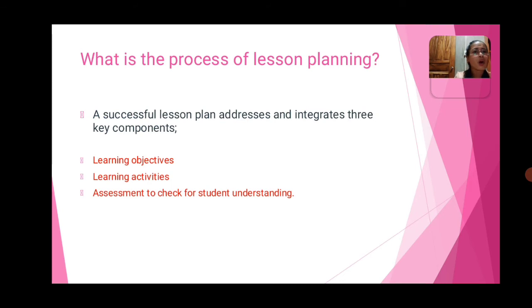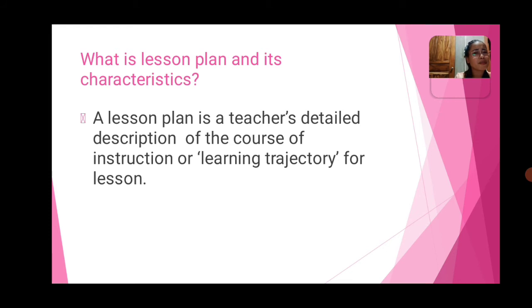So now, what is the process of lesson planning? A successful lesson plan addresses and integrates 3 key components. First, learning objectives. Second, learning activities. Third, assessment to check for student understanding. So, what is the lesson plan and its characteristic? This is very important to know.